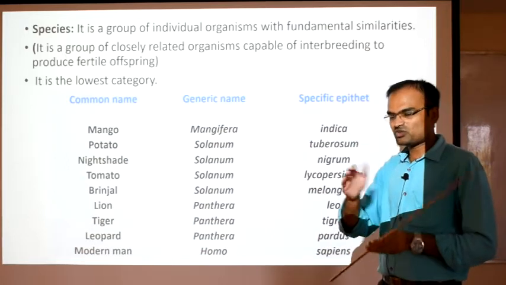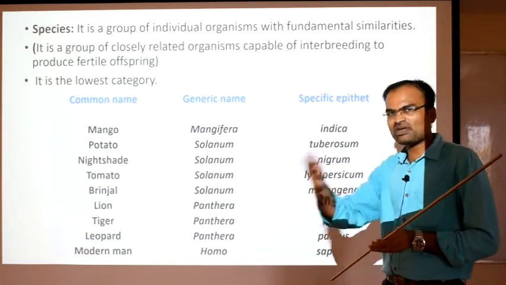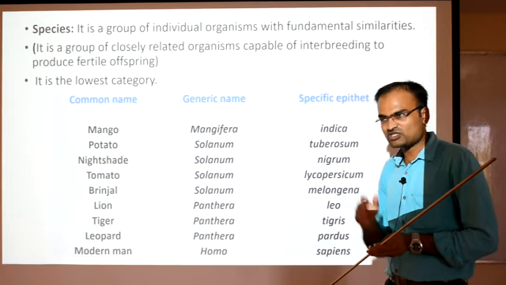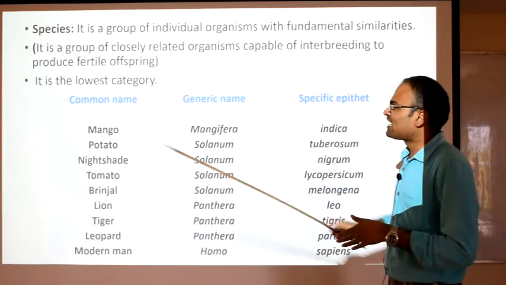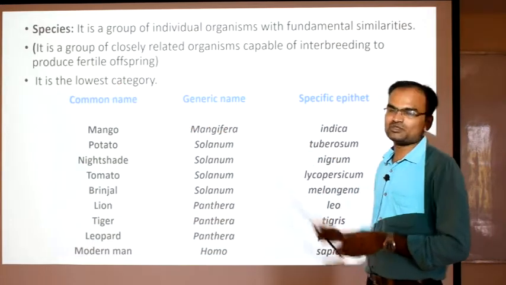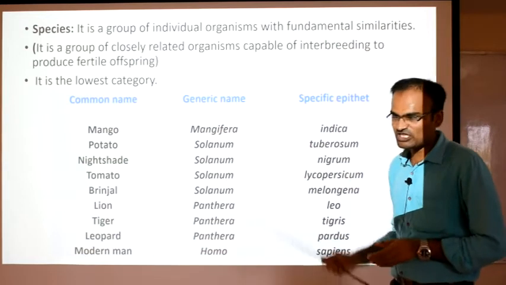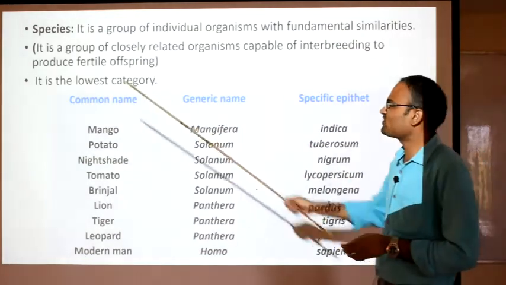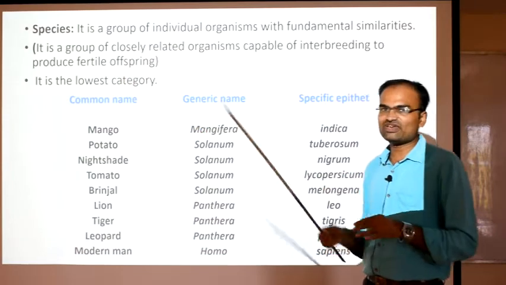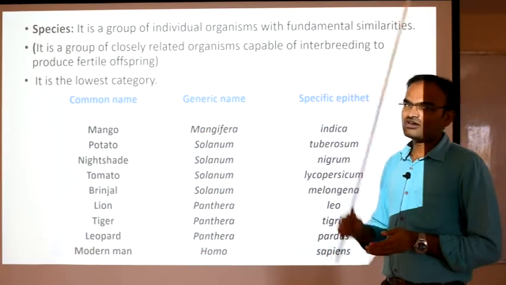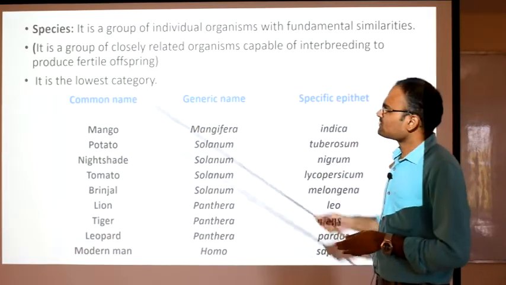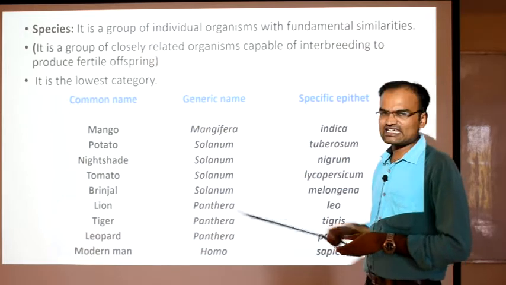The organisms which can interbreed, that means which can mate with each other, that means which can do sexual reproduction and produce a fertile offspring. The offspring produced by that process has to be fertile. If they are infertile, they cannot be considered as a species. And as we know, it is the lowest category, that is a species.